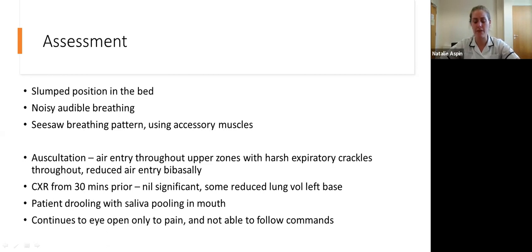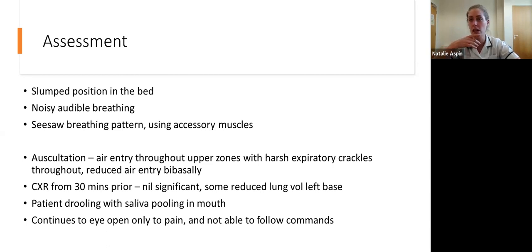One of the significant things about this patient is he's now obviously extremely knocked off and has a low level of arousal. And actually, he's really pooling his saliva in his mouth, and it's almost pouring out, drooling out of his mouth. He's not managing his oral secretions at all. He's not managing his airway. And actually, this is pretty concerning, really.